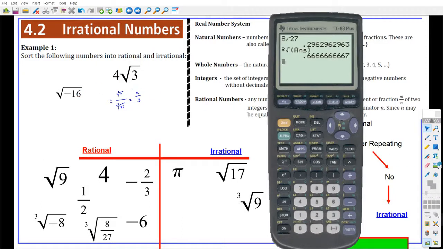We have 2 left. So 4 times the square root of 3. Cut. 4 times the square root of 3.